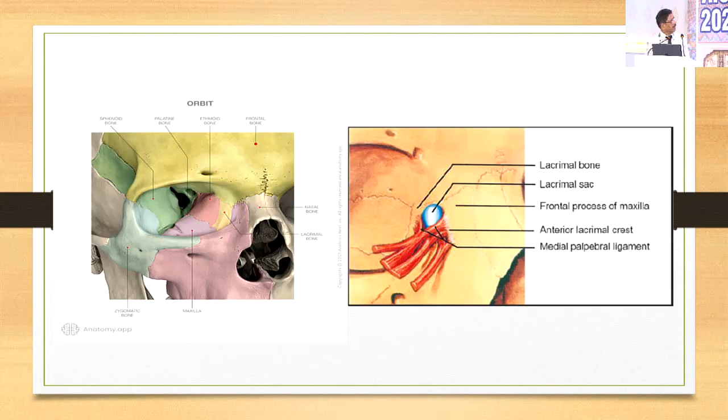posteriorly. We have already discussed the anatomy, but again, regarding applied anatomy, what I will suggest is that this is the bony here.